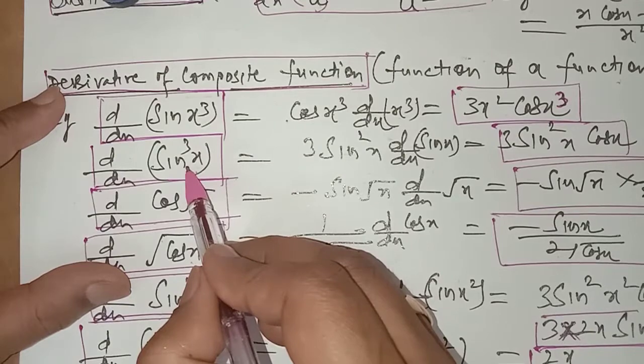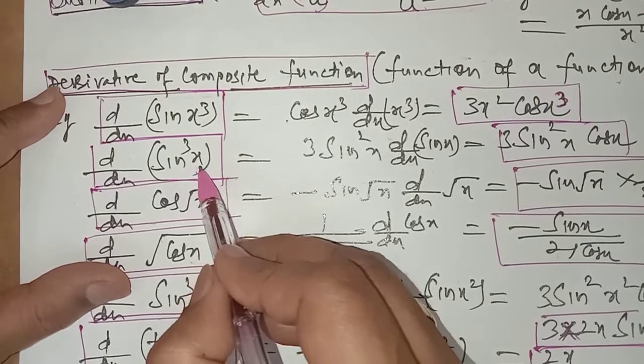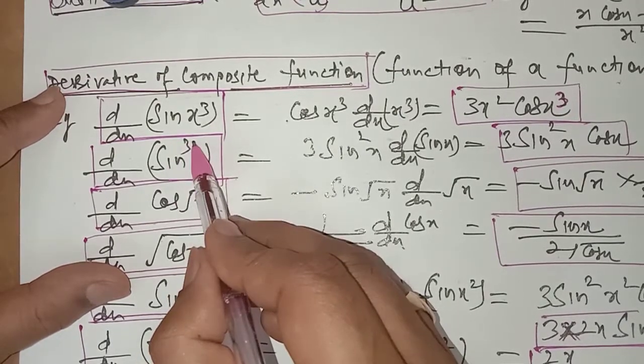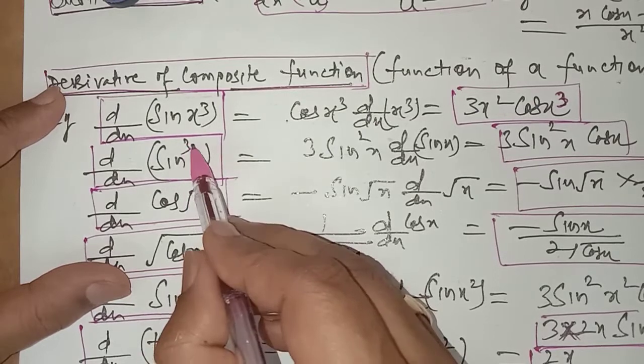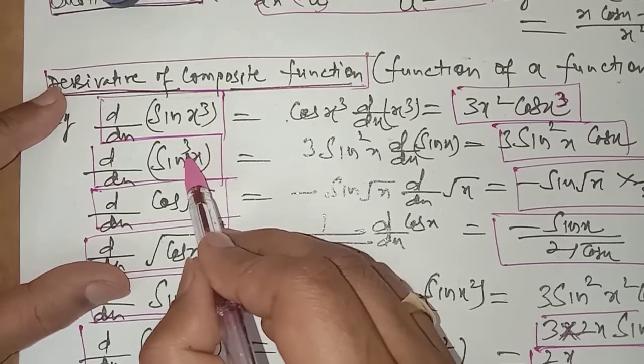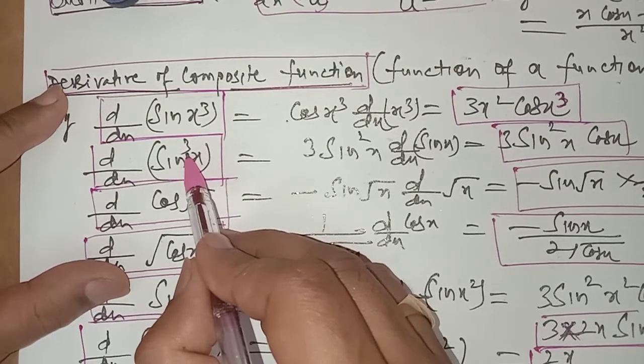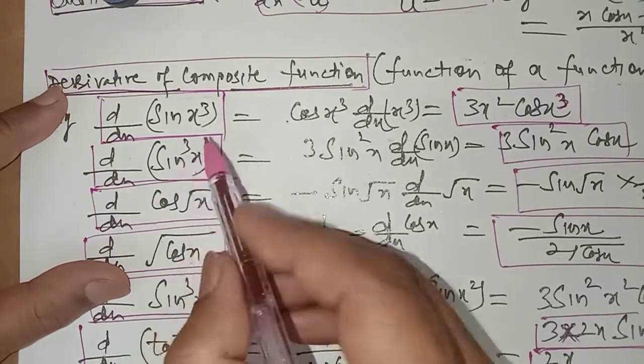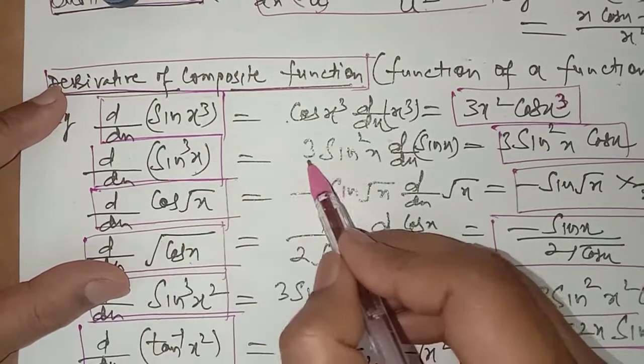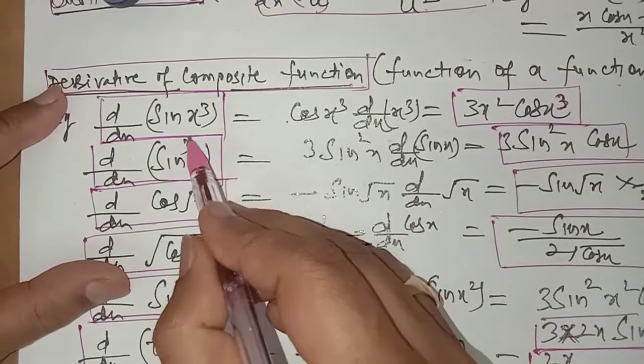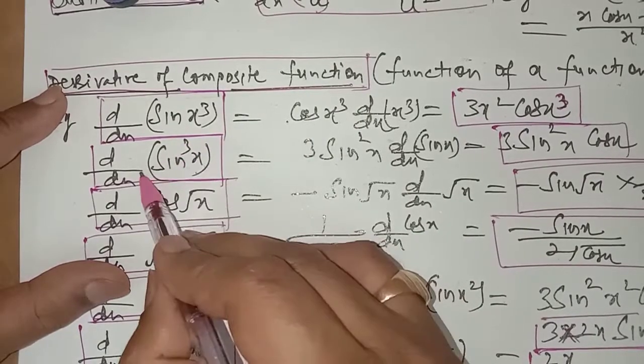Now we have sin cube x, which means sin x whole cube. Whenever we have the power or the whole cube, we differentiate the power first of all. First of all, differentiate the power. So what is the derivative of x cube? It is 3x square. So the derivative of sin cube x is 3 sin square x.